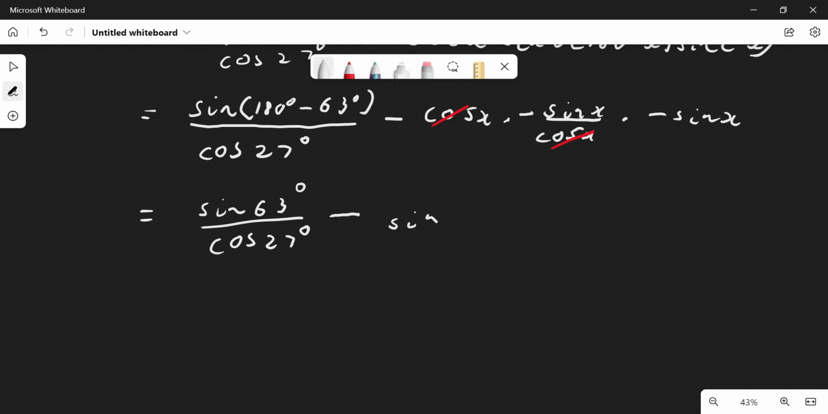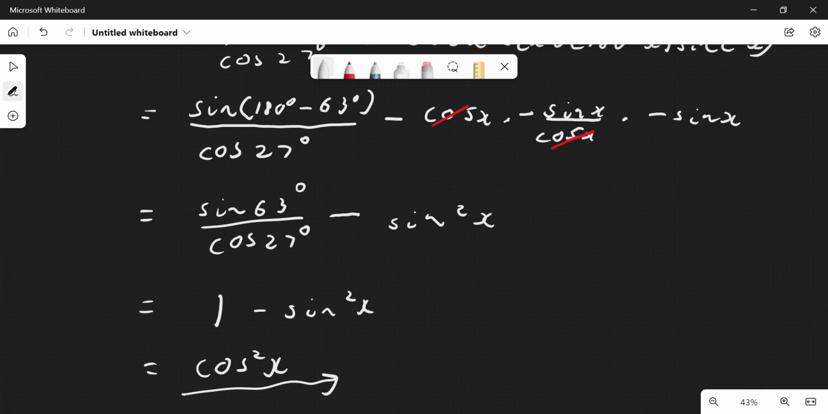sine squared x, and so this is equal to 1 because these are a sine and a cos of co-interior angles, gives us 1, and then this is minus sine squared x, and then we can neaten that up to make it cos squared x, and that's our final answer. Okay, moving on to 3.5.